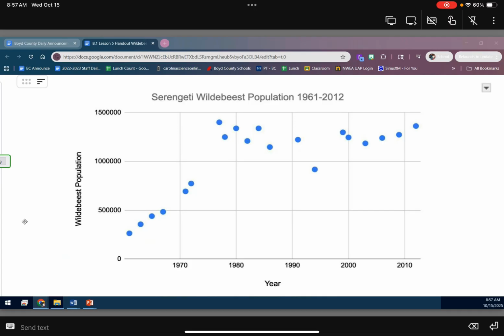So let's analyze that data then, start our analysis. Making sense of the historical wildebeest population, starting with question number 1 there, and looking at our data from 1961 to 2012.